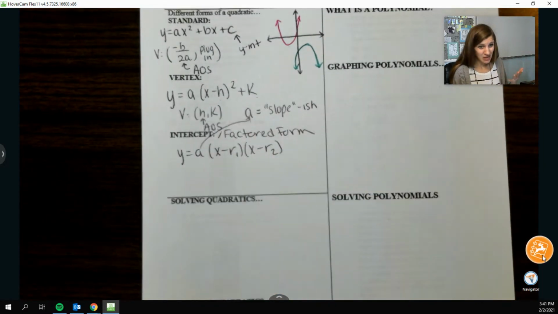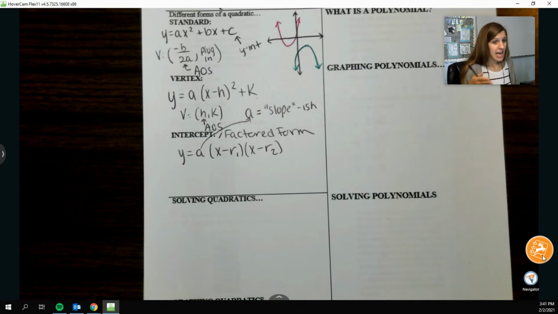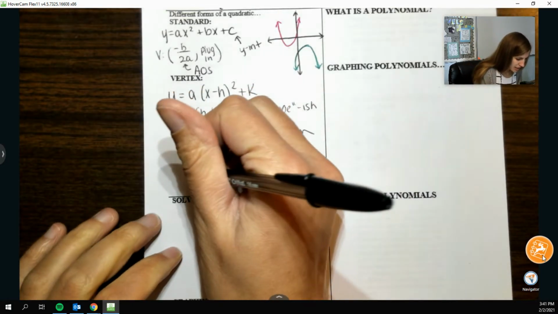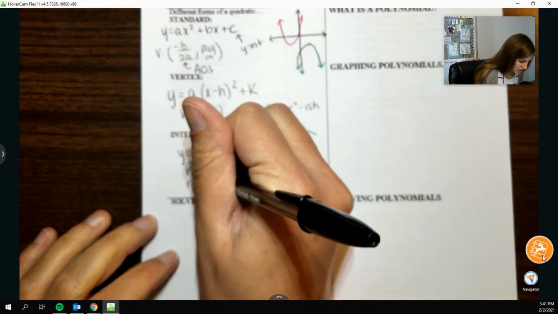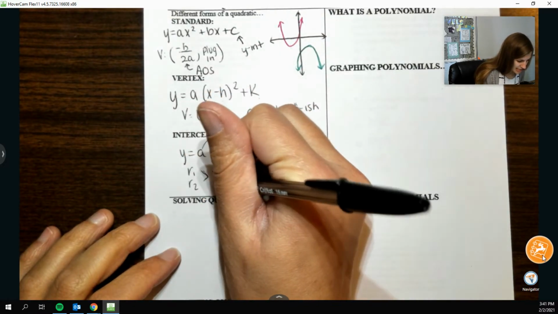But before I can do anything with slope, I really need to have that vertex. And unfortunately, in intercept form, you don't have your vertex. The R1, R2 values, these are your x-intercepts.